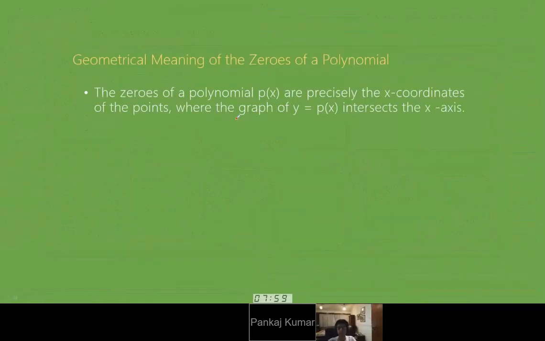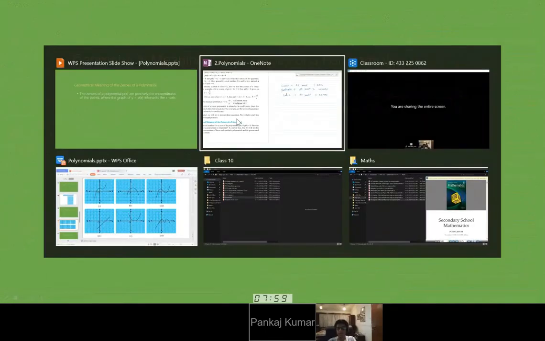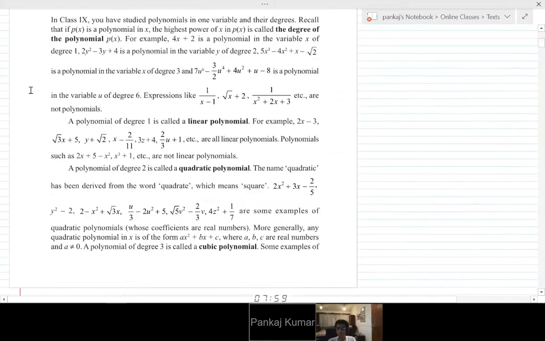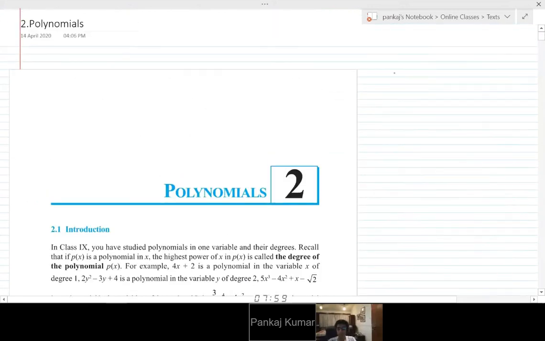So now we have reached the geometrical meaning of zeros of a polynomial. Any doubt till now? Till now what we revised is what are polynomials, what are algebraic expressions, terms, constant and variable.